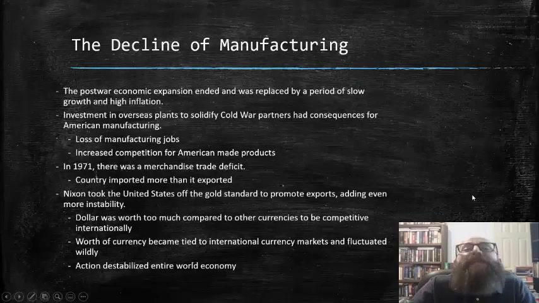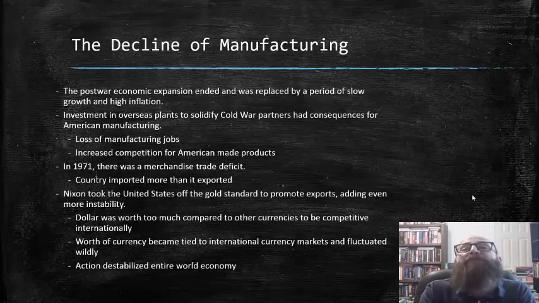The dramatic expansion of the American economy after World War II came to an end in the early 1970s and was replaced by a period of slow growth and high inflation. For much of the early period of the Cold War era, American government and business had invested heavily in its overseas partners to try to solidify their economies to combat the Cold War era communist threat. But this had consequences for American manufacturing.